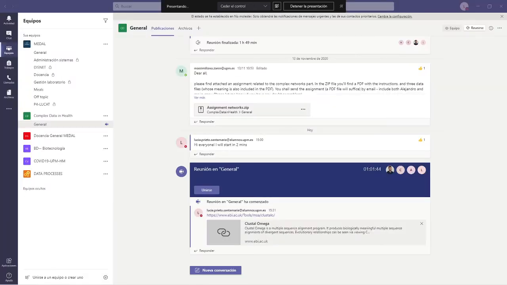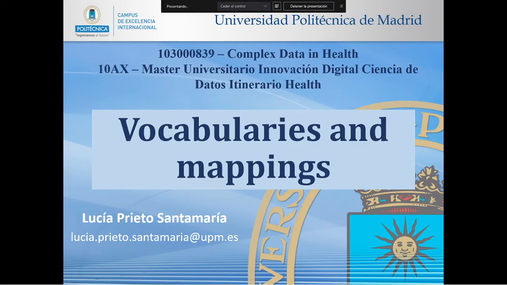Okay, so now that we are done with this, I am going to open the other one here. I will go very quick with this because I think you already have some knowledge about this, if I am right. Can you tell me if you know something about vocabularies and mappings in medicine and in diseases? I mean, do you know any?